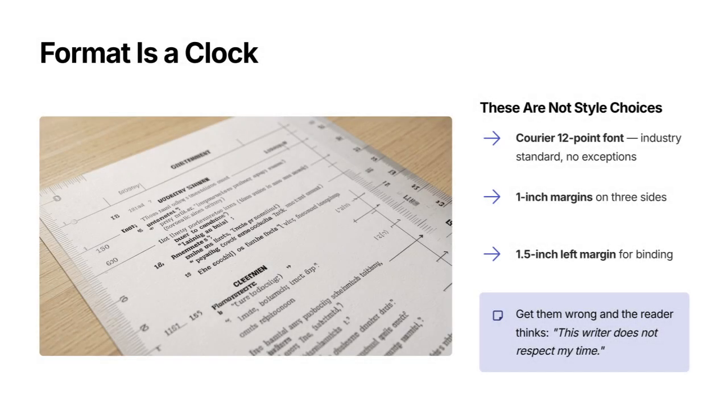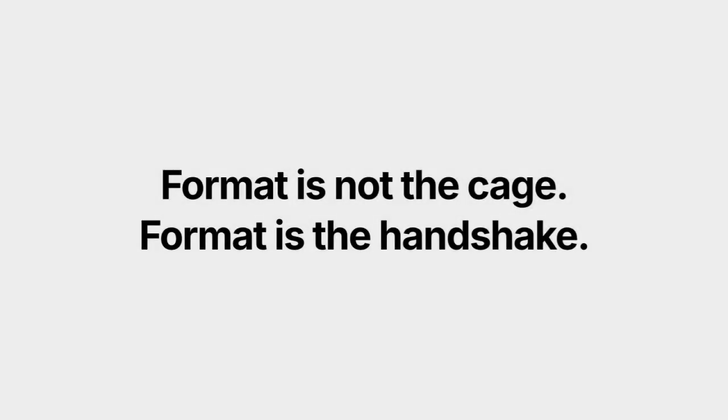Courier 12-point font, 1-inch margins on 3 sides, 1.5 on the left for binding. These are not style choices, they are a clock. Get them wrong and the reader does not think rookie mistake. They think, this writer does not respect my time. Format is not the cage, format is the handshake.